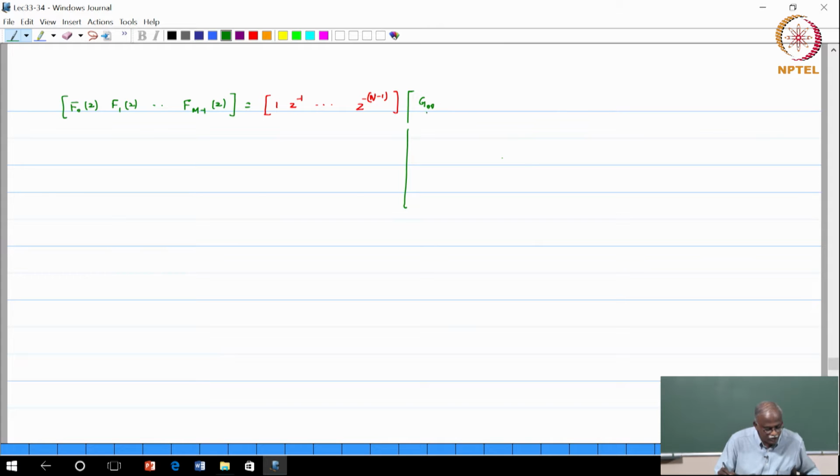This is G00 z power n, G10, Gm minus 1 comma 0, these are all z power n's, all the way to G0 comma m minus 1 z power n all the way here. Okay, these are the synthesis filters.